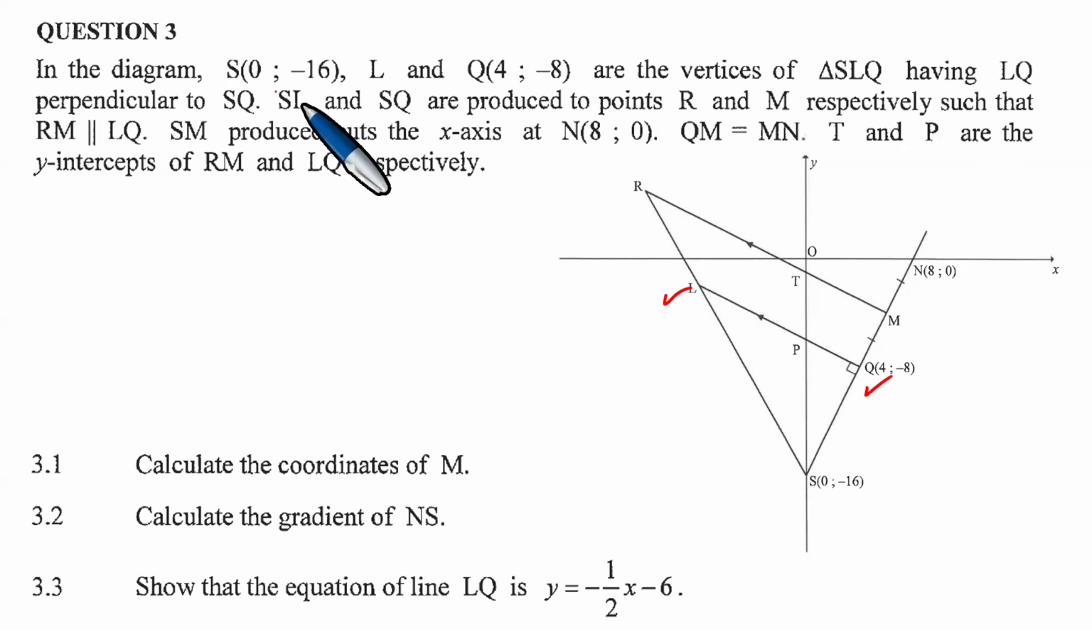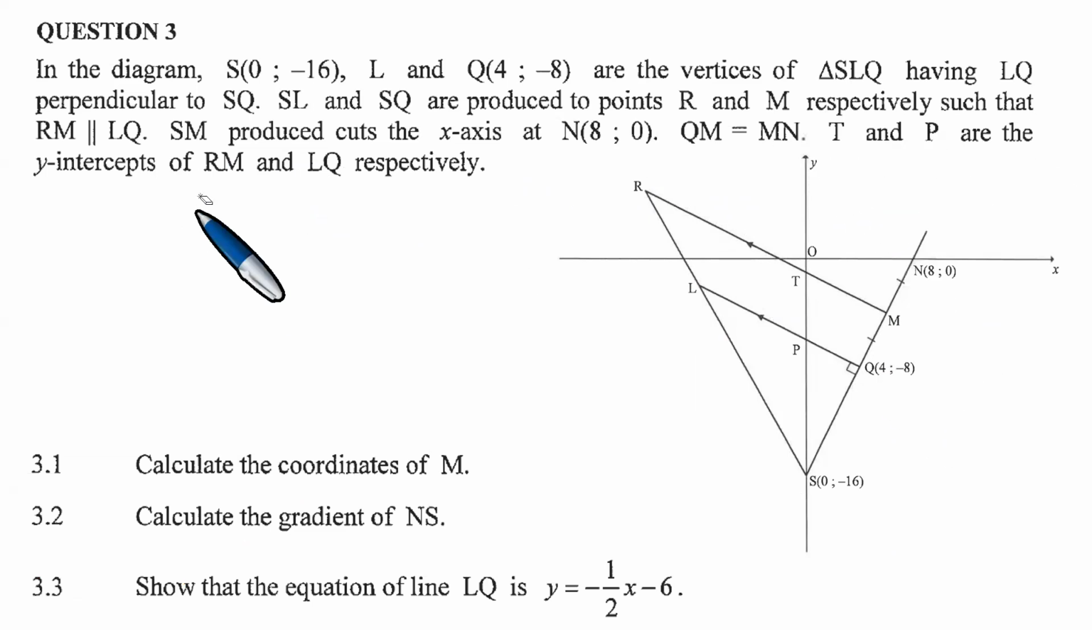Here is L, here is Q, and this LQ is perpendicular to SQ. SL and SQ are produced to points R and M respectively, such that RM is parallel to LQ, and that is very visible there. Next, SM produced cuts the x-axis at N with coordinates (8, 0), and QM equals MN. You are able to see that QM is equal to MN.